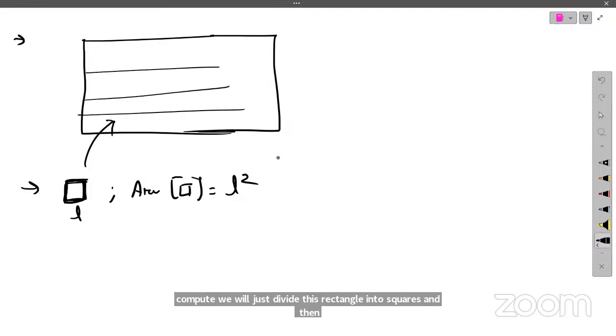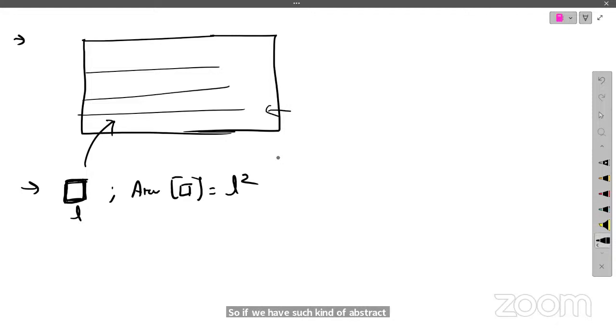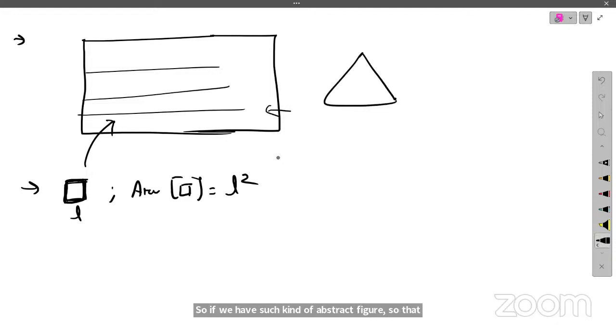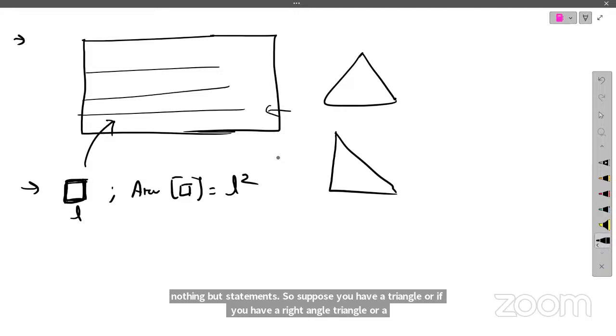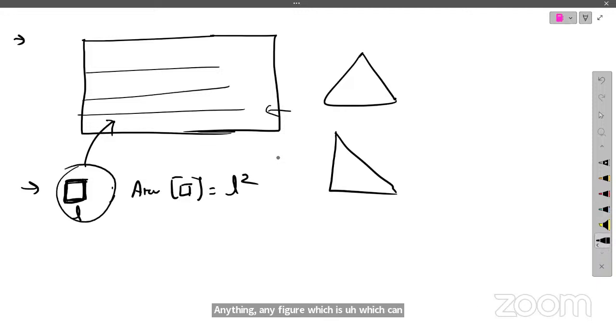So if we have such kind of abstract figure, these are very simple figures. The boundaries are nothing but straight lines. Suppose you have a triangle, or a right angle triangle, or any figure which can be deformed into squares, right? Then we can find the areas of such figures by doing some kind of adjustment in the area of triangles or area of squares, right?